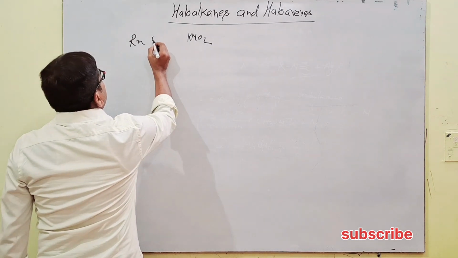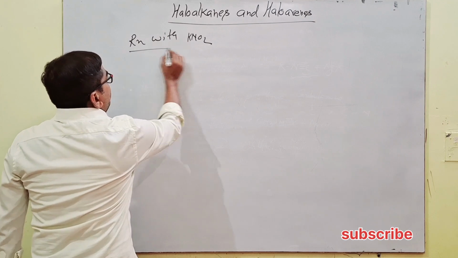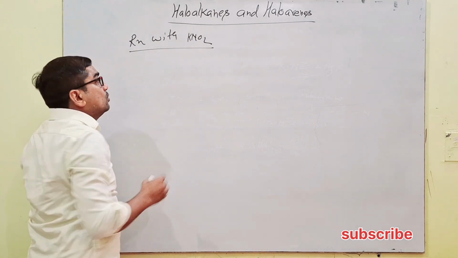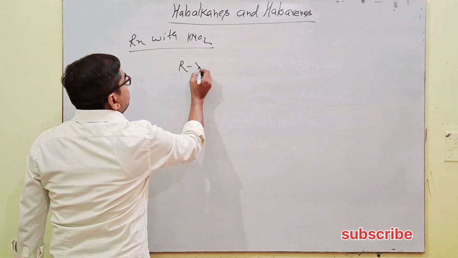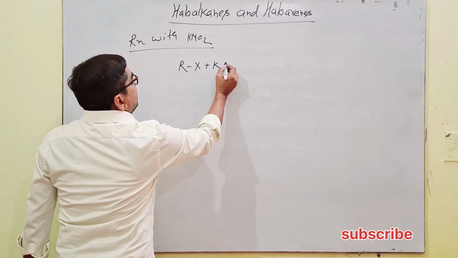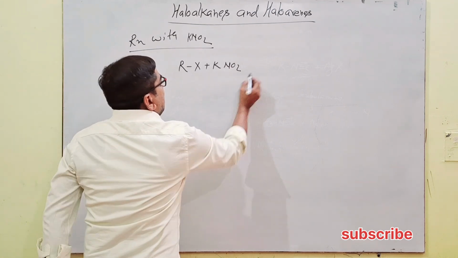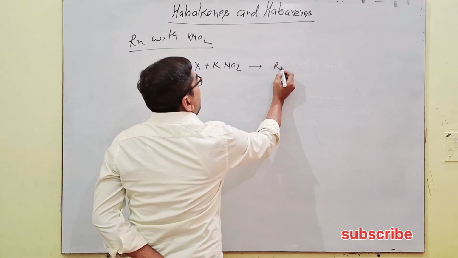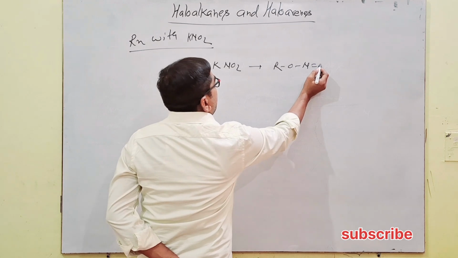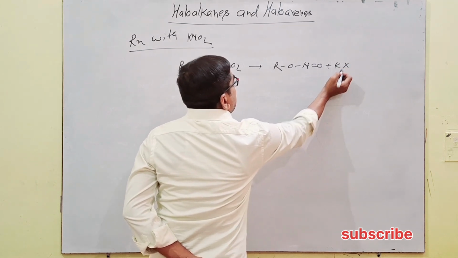Reaction with potassium nitrite, KNO2. RX reacts with KNO2 and gives RONO with KX.